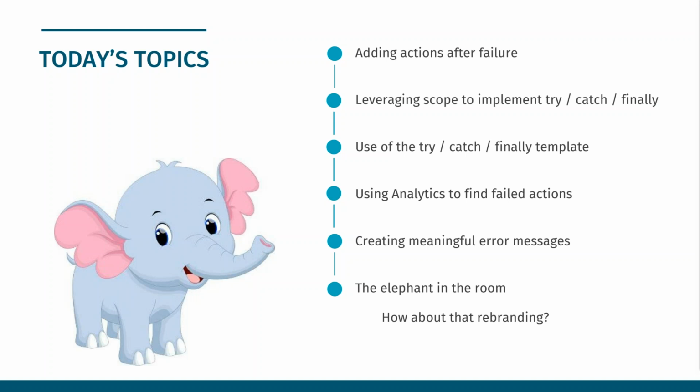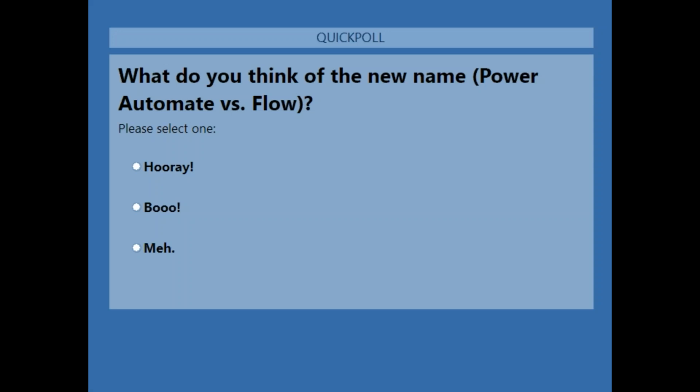We're going to look at how to create meaningful error messages, but I also just briefly want to take a quick poll about this new name. So at Ignite in November, let me see if I can select a poll here. There it is. I'm going to launch this poll, I think. Okay, I think I'm launching the poll.